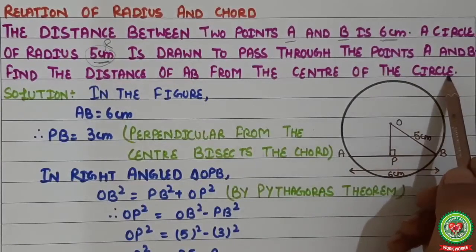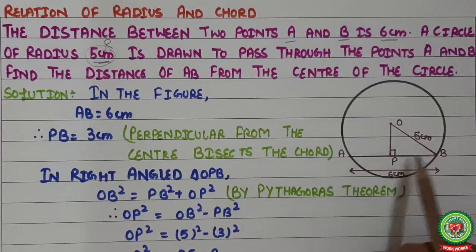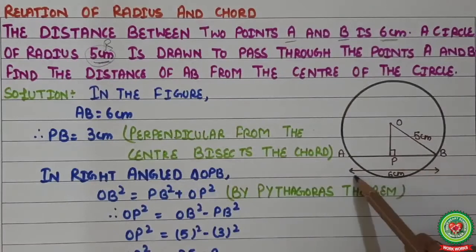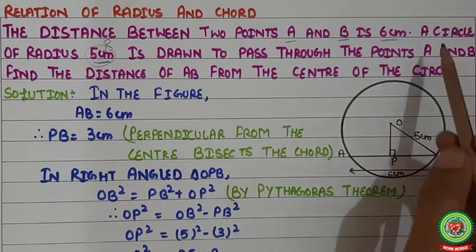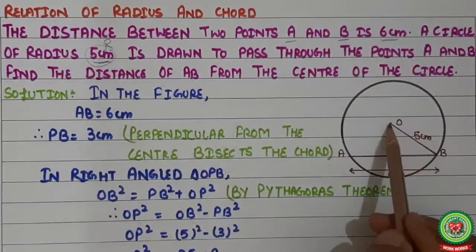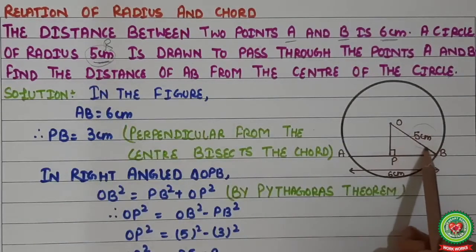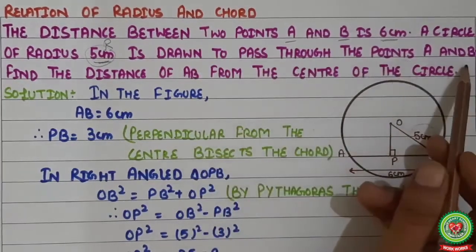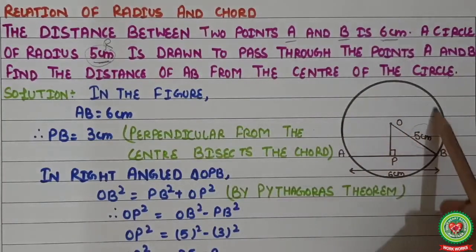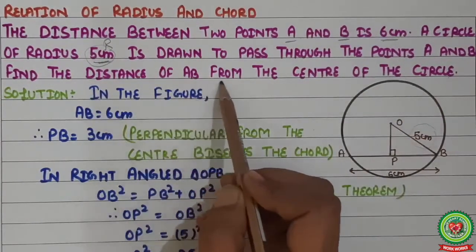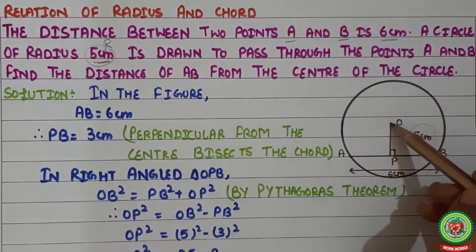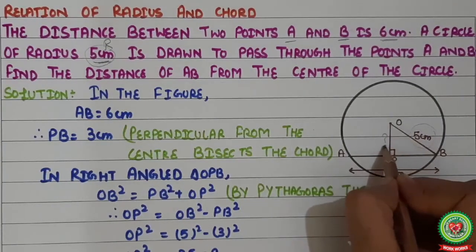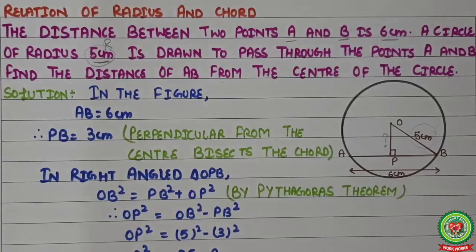See what is given to us and what we have to find. There are 2 points A and B. The distance between 2 points is given to us. This is 6 cm, means length of AB is 6 cm. A circle of radius 5 cm. This one, OB, is the radius of the circle which is given to us, that is 5 cm. It is drawn to pass through the points A and B. Circle must pass through the points A and B. Find the distance of AB from the center of the circle. We have to find the distance of AB from center. It means we have to find the length of OP. Now let's start with the solution.